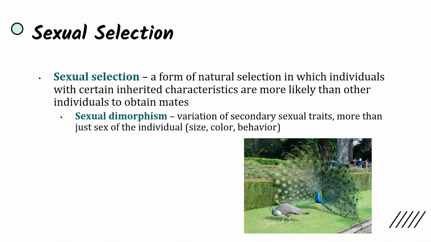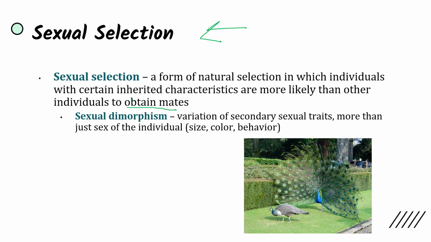Now, this is another selective process of evolution that isn't natural selection, but it's not random either, and this is sexual selection. This is a form of natural selection in which individuals with certain inherited characteristics are more likely than other individuals to obtain mates. While natural selection is all about surviving and reproducing, this is specifically about the ability to obtain a mate. And so this leads to sexual dimorphism. It's not enough for the organism to have the correct sexual organs. There has to be a variation of secondary sexual traits, and some provide an advantage over others, such as the size of the individual, the color, the behavior.